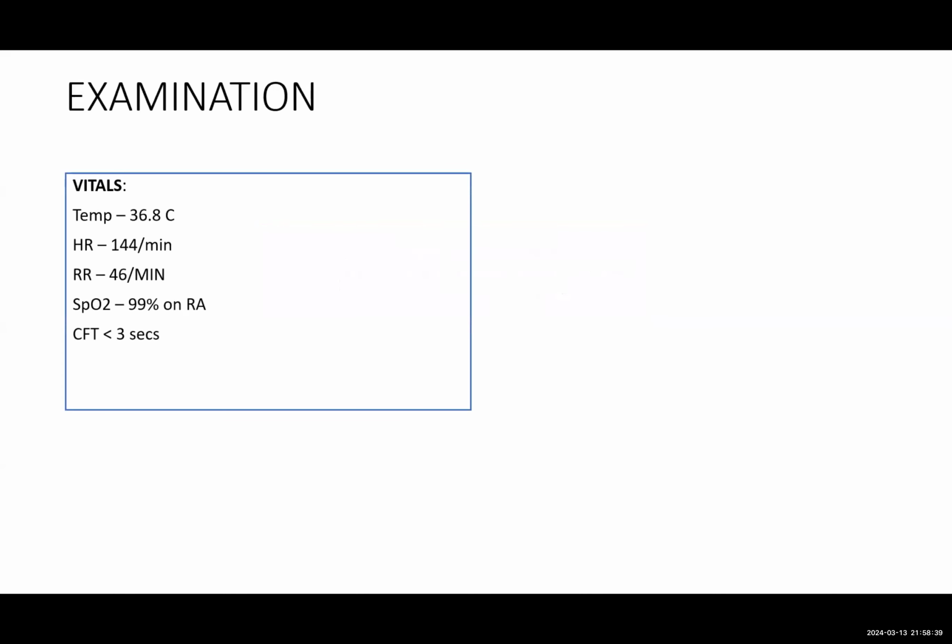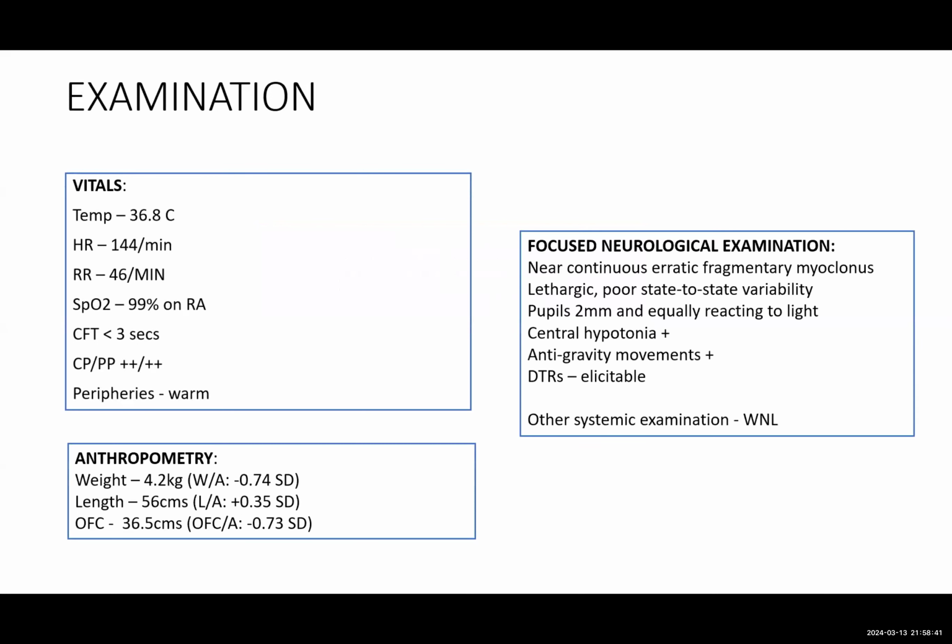So, treatment history: when the child presented to us, the child was already on 3 anti-seizure medications: levetiracetam at 60 mg per kg per day, phenobarbital 5 mg per kg per day, and phenytoin at 5 mg per kg per day. On examination, the child was vitally stable with normal pressures.